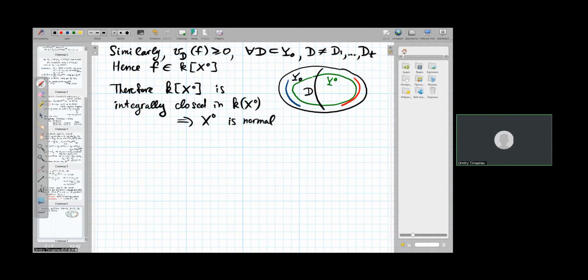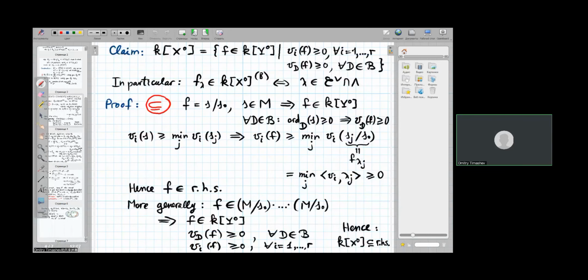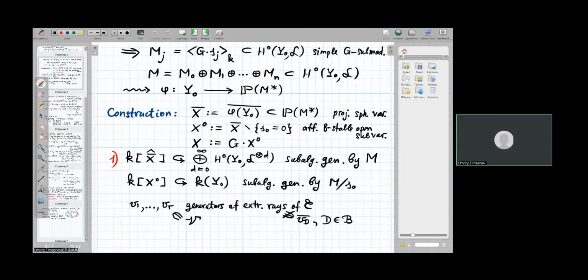Let me summarize what we have done in the course of the proof. I presented you a construction of a simple embedding with a given colored cone, given by this formula. But I didn't yet prove that this X is indeed a desired simple embedding. We have only started to prove this. We have proved that the affine open subset X upper naught, whose G shifts cover X, is normal, and therefore X is also normal.